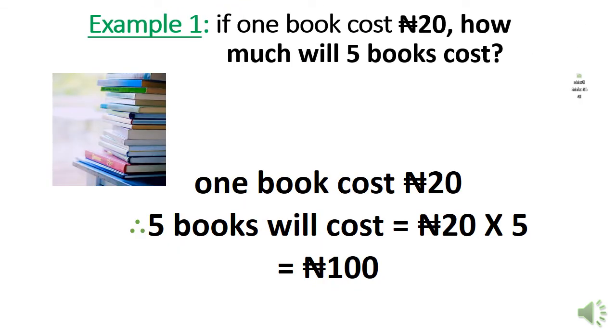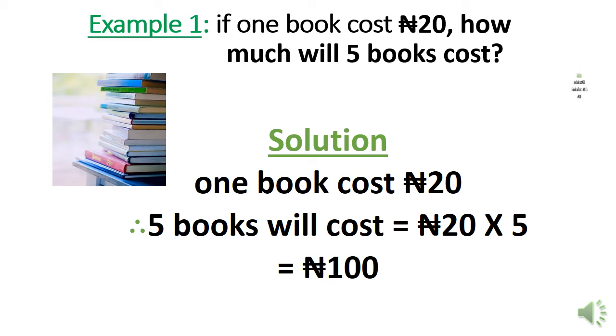Let's see example one. If one book costs 20 naira, how much will 5 books cost? Write down our solution. Now the first step in solving a proportion question is to pick the first phrase, or the first clause, or the first sentence from the question. You can see, one book costs 20 naira. Write that down first. If one book costs 20 naira, it means 2 books will cost 20 plus 20.